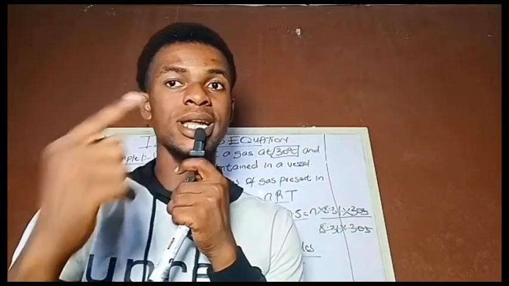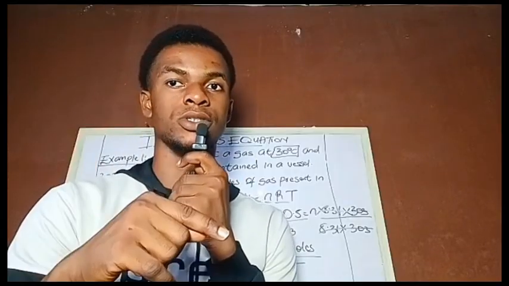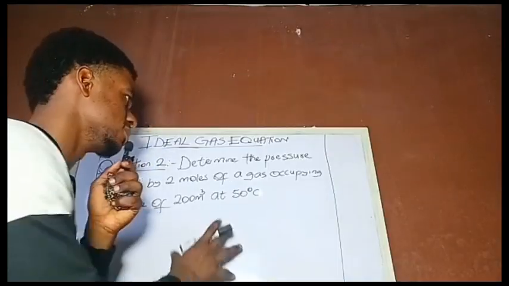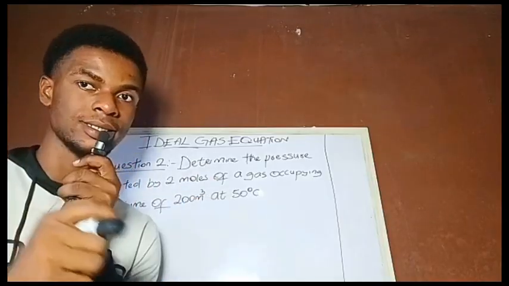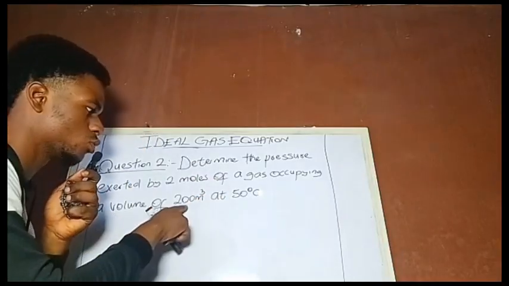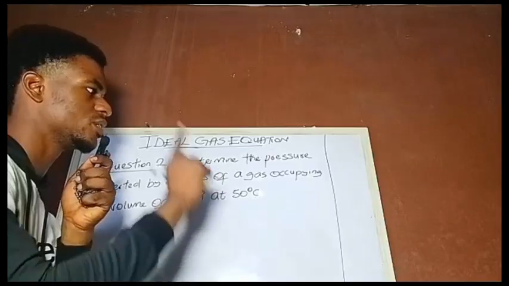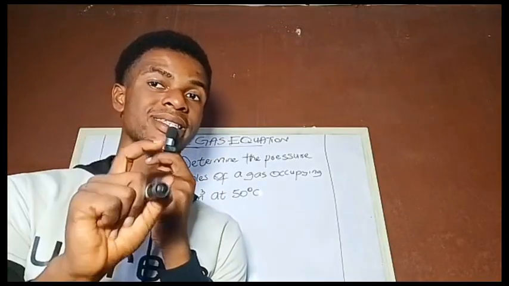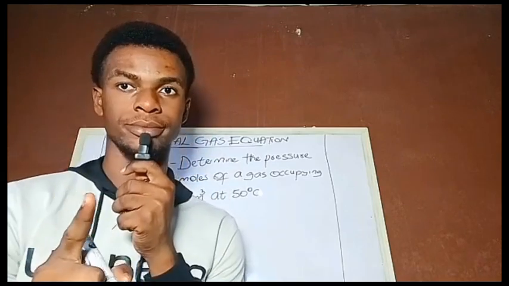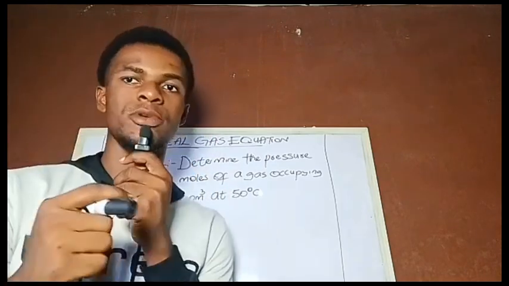Now I want you to do the next one and tell me your answer in the comment section. Here is the question. Determine the pressure exerted by 2 moles of a gas occupying a volume of 200 meter cube at 50 degrees Celsius. Your constant, you're going to make use of 8.31. Tell me your answer in the comment section.